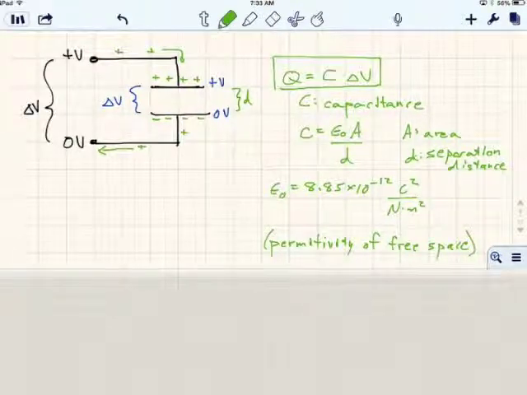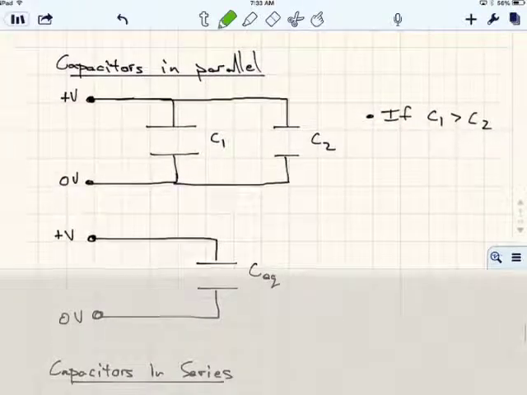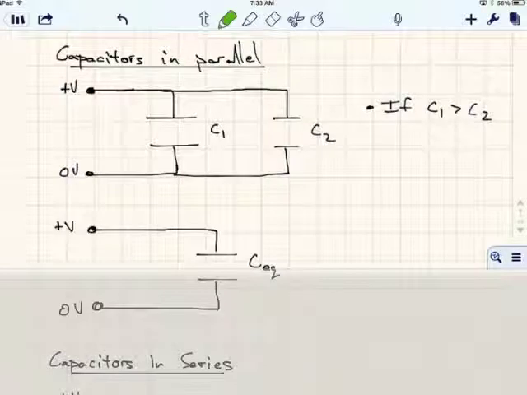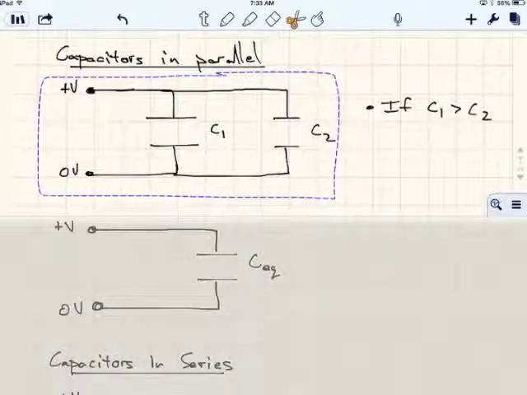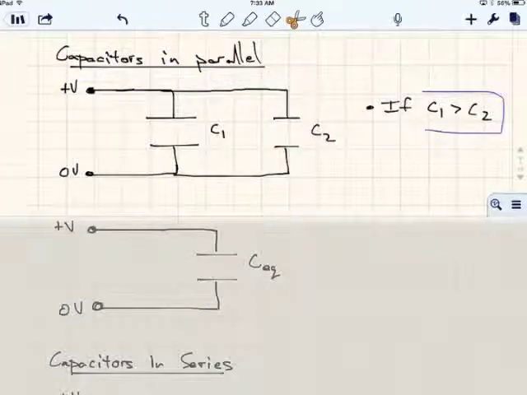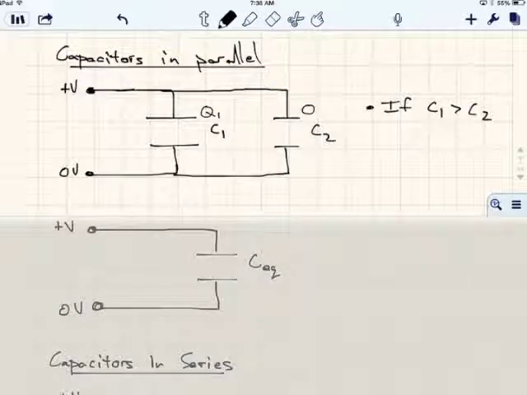Now there are a couple of ways we can connect these capacitors inside of a circuit. The first way that we'll discuss is connecting capacitors in parallel. The circuit diagram above this diagram right here shows two parallel plate capacitors connected in parallel. Each one has a different capacitance, or each one has the ability to hold a different amount of charge. And what I've defined is that parallel plate capacitor 1 has a larger capacitance than parallel plate capacitor 2, which means that the charge on plate 1 has to be larger than the charge on plate 2.